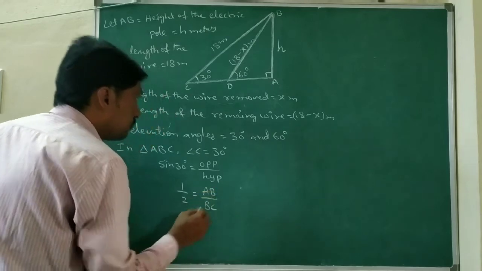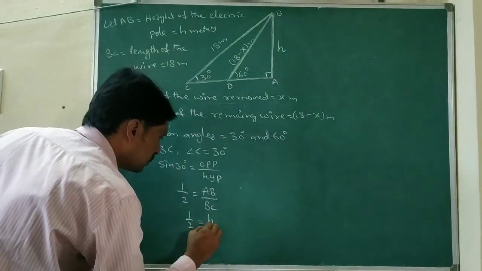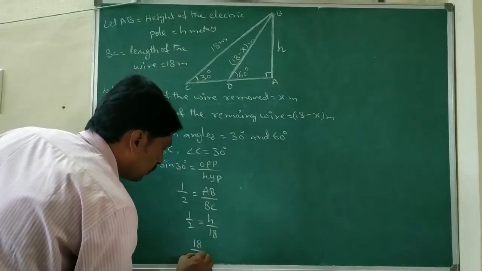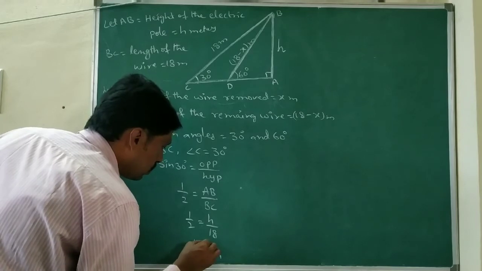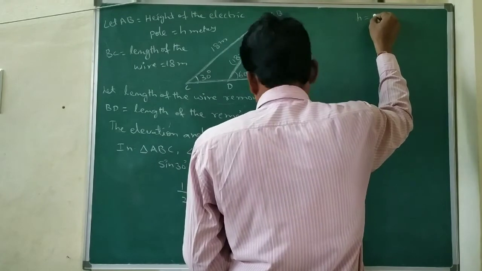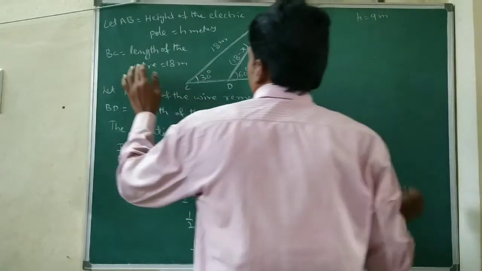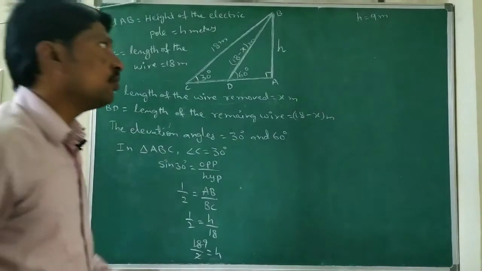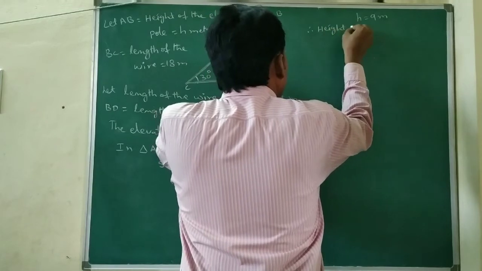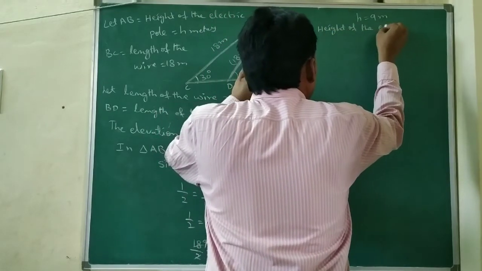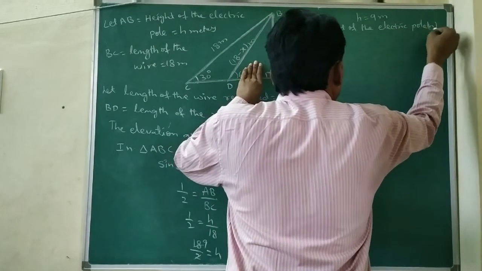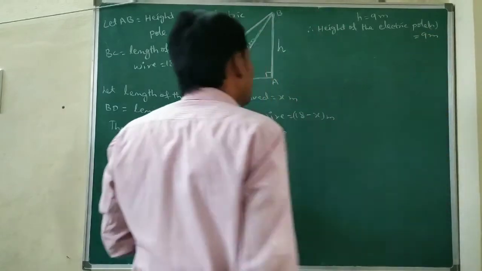1 by 2 equals AB value H by BC value 18. This 18 you can transpose, so 18 by 2 equals H. 2 nines are 18, so we got the H value. H equals 9 meters. H is the height of the electric pole. Now write it here. Therefore, the height of the electric pole H equals 9 meters.